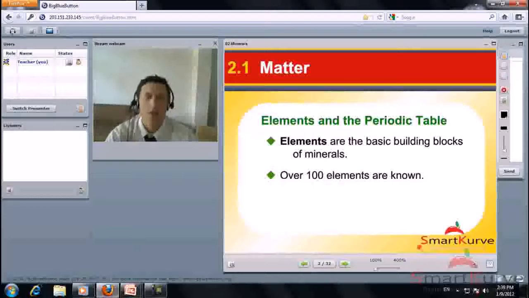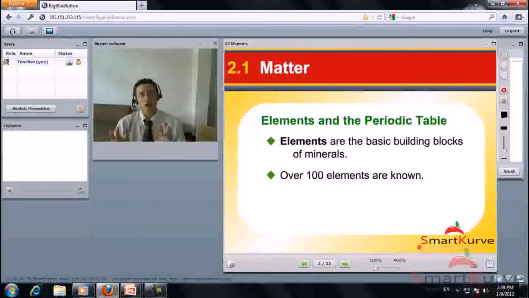For example, some of the simple compounds that we've talked about, we all know water is H2O. That's a compound of one oxygen atom and two hydrogen atoms. We also know carbon dioxide, which is one carbon atom and two oxygen atoms.